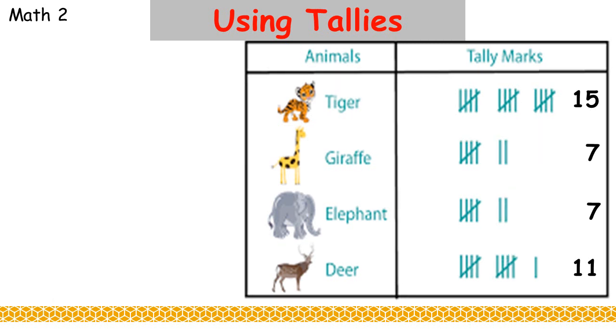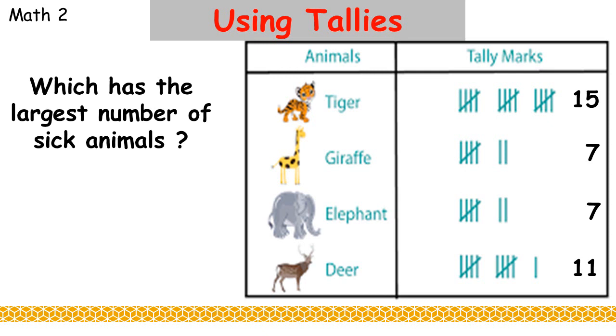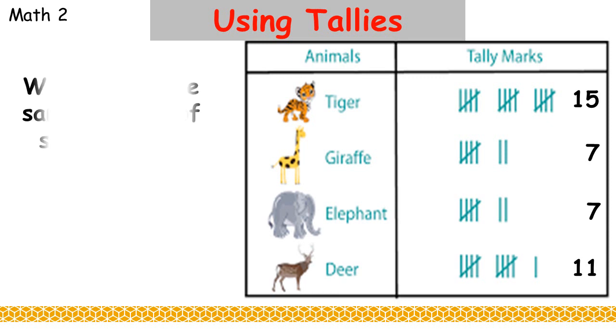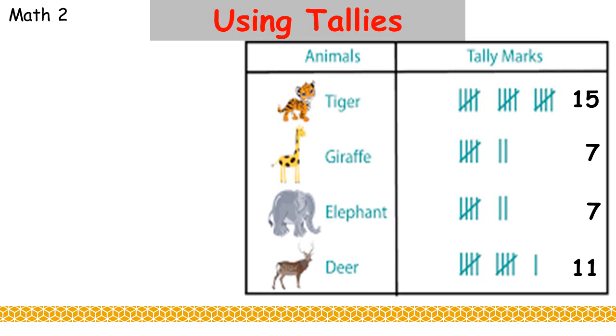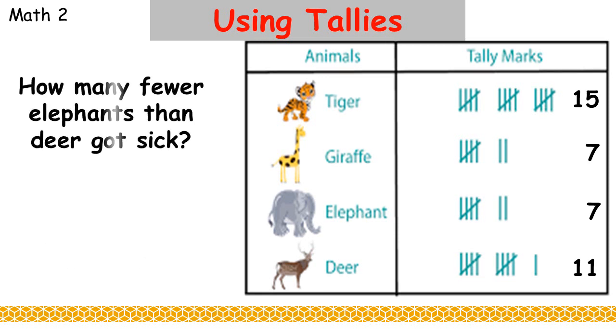Having our tally chart completed, let us answer some questions. First, which has the largest number of sick animals? Very good. The tiger has the largest number of sick animals in that zoo. Second, which have the same number of sick animals? Good. The giraffe and elephant. How many fewer elephants than deer got sick? The number of elephants that got sick during that week is 4 less than the deer.